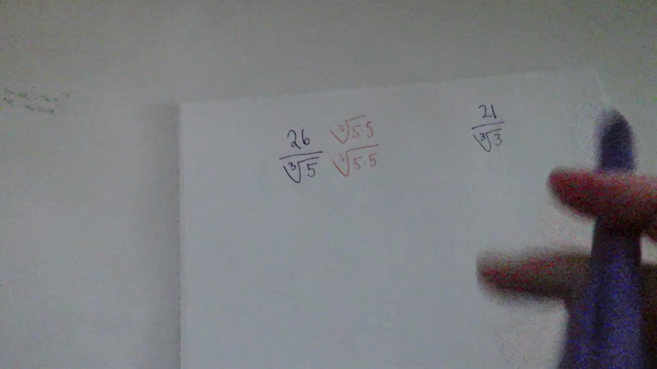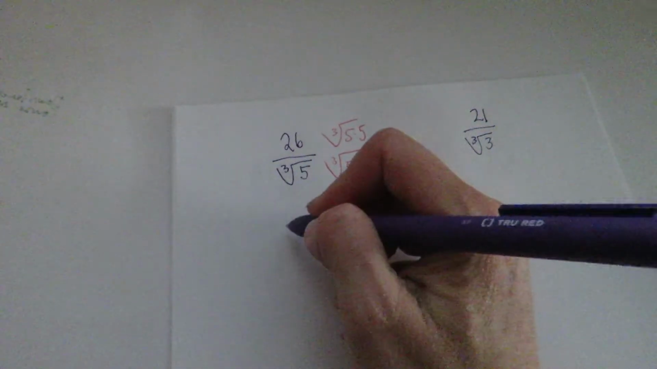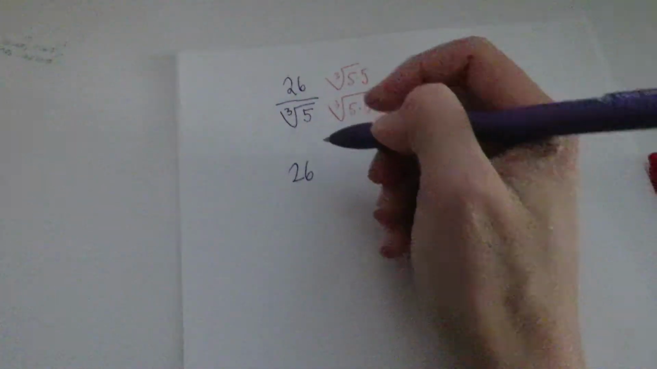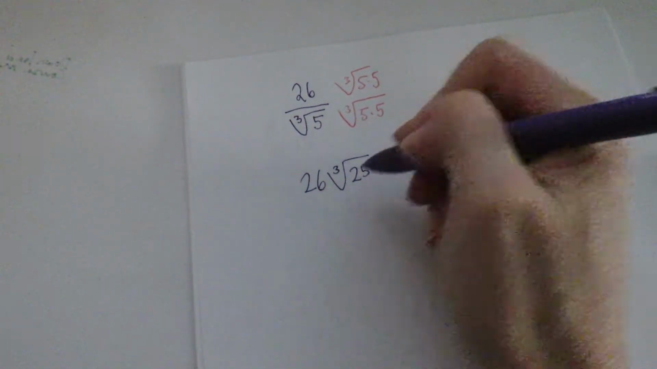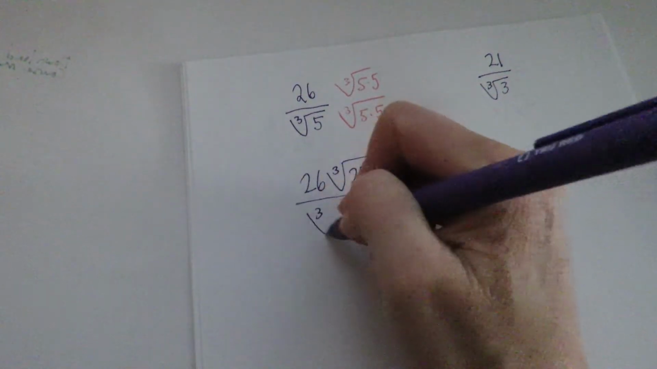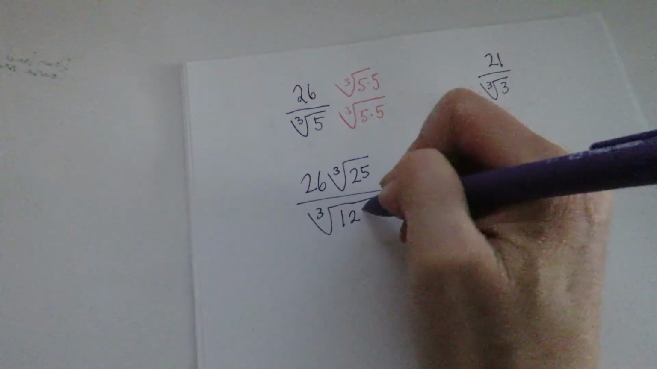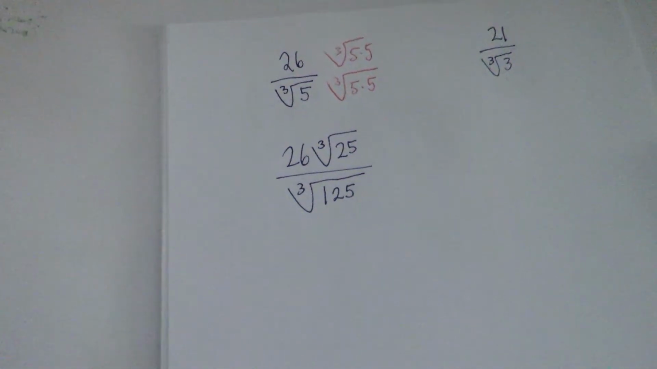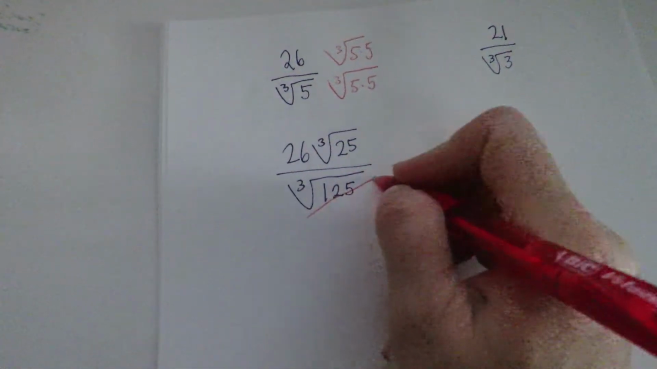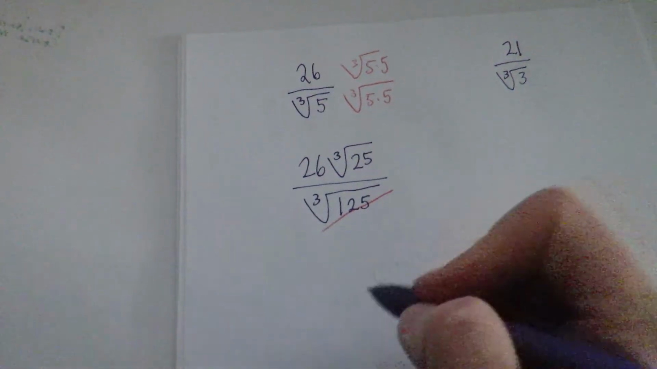So I'm going to give it 2 more 5s, so now it's 3 5s, which is going to make it a perfect cube, because 5 times 5 times 5 is 125, which is a perfect cube. So this is going to simplify out to be a 5.